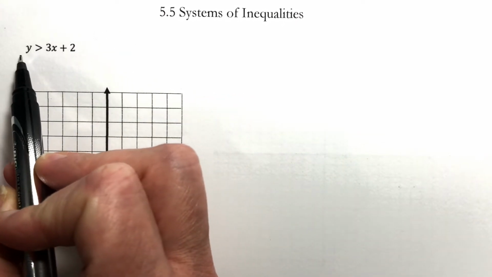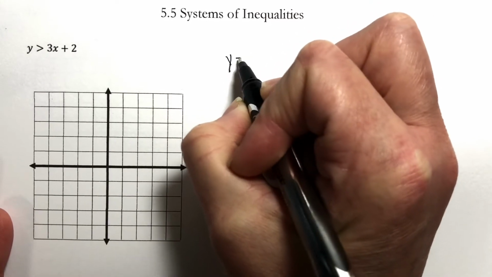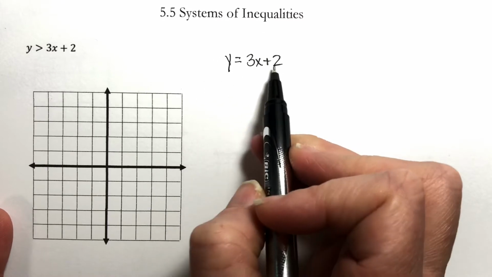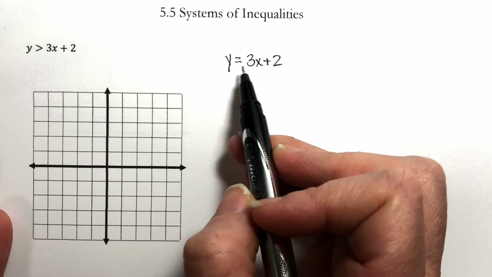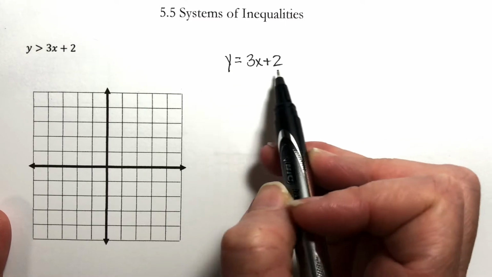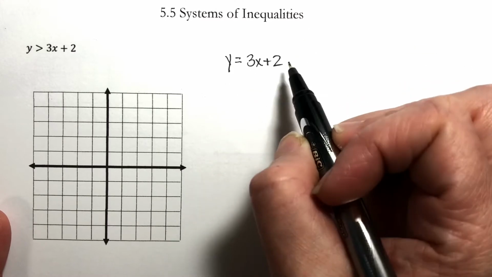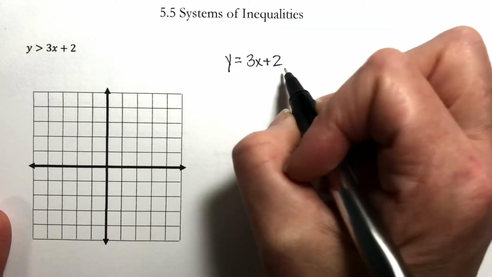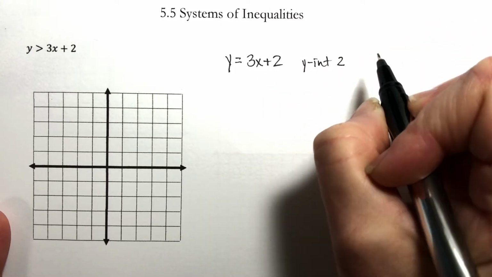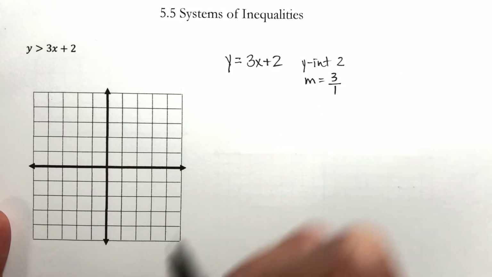So the first thing we're going to do is pretend that this has an equal sign. So pretend we have y equal to 3x plus 2. And we want to graph this line, okay? Now, I'm not going to connect my dots yet, but I am going to graph this. So this happens to be in slope-intercept form. And so our y-intercept is going to be positive 2. And our slope is 3, which you can think of as 3 over 1.